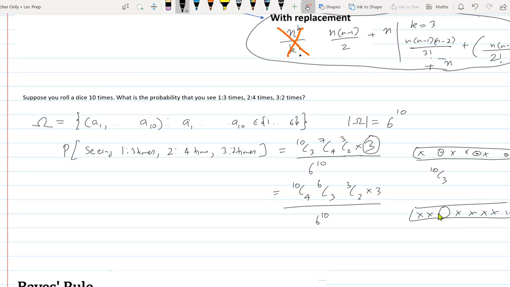Okay. But can I substitute any of the 6 possibilities? Because if I substitute a 1, then 1 will be there 4 times. So I cannot substitute any of these 3 possibilities. I can only substitute the remaining possibilities. So there are only 3 possibilities for this.